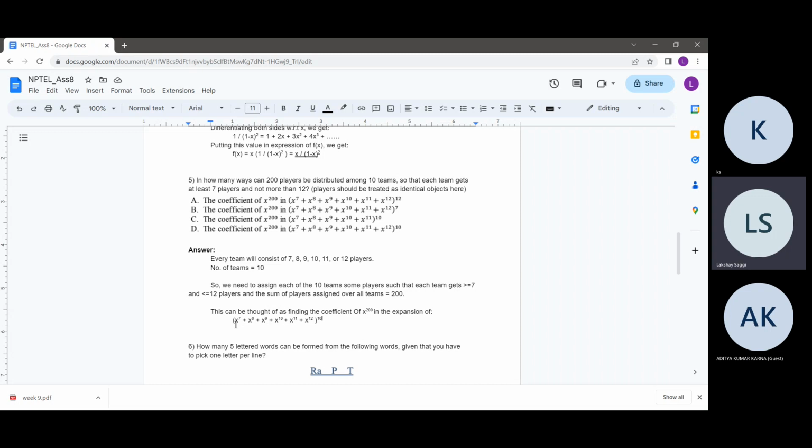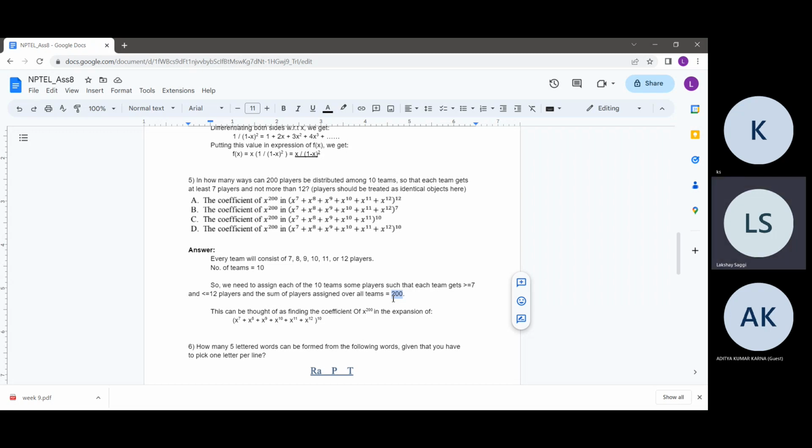So I just gave the intuition of why these terms are coming. These x to the power 7, x to the power 8, up to x to the power 12 are coming because we have this constraint of greater than or equal to 7 and less than or equal to 12 players. And we are raising this to the power 10 because we have 10 teams. And then we are finding the coefficient of x to the power 200 since we need to distribute 200 players. So I hope this is clear to you guys.